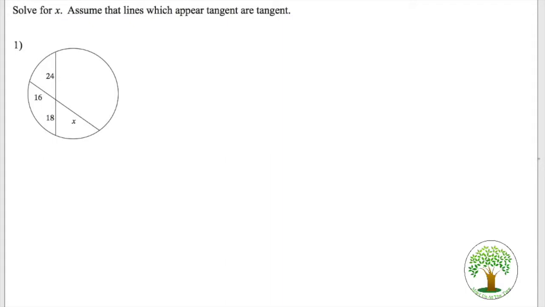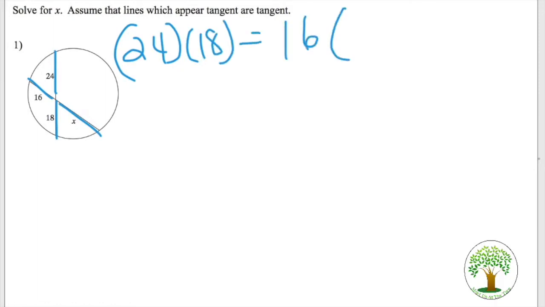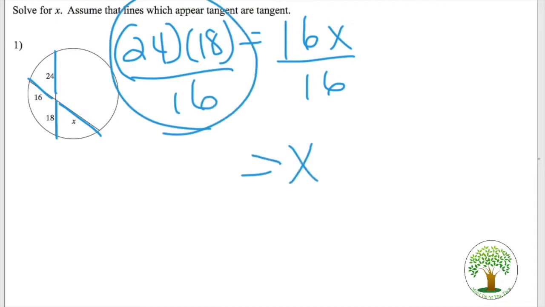We are going to do this one by remembering the property that if I take each of these individual pieces and multiply them together, then the lengths of the other ones multiplied together will be equal. So we'll have 24 times 18 will equal 16 times x. You can multiply that out and write it, but you don't have to. I'm just going to divide by the 16 and have x equaling this. You can put that into your calculator and be done, or you can reduce some of this.